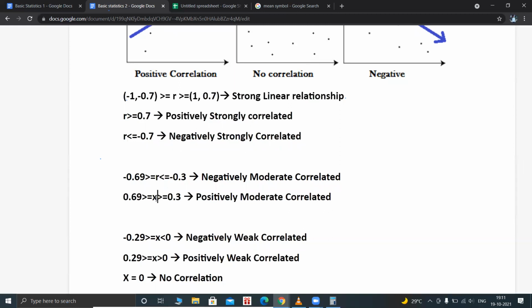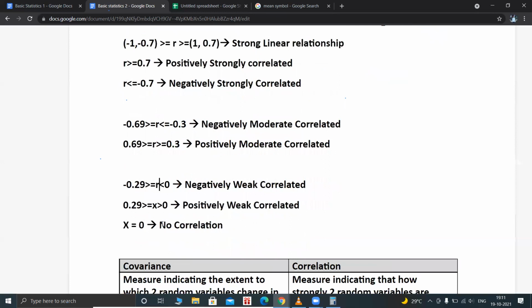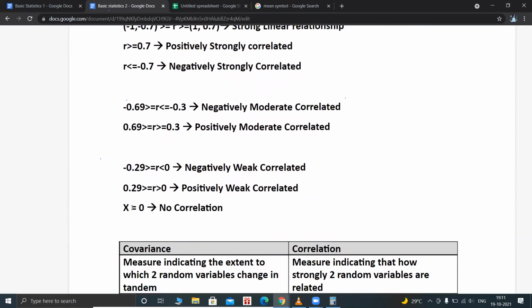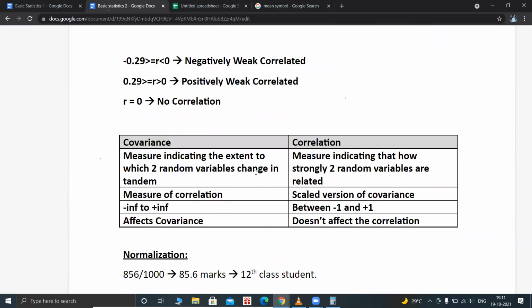Yes, it's clear. Just read it yourself and you will definitely understand. So if R is equal to 0, then there is no correlation at all, right? The difference from covariance is that covariance measures the indication and extent, whether it is positive or negative correlation. But correlation gives us an exact figure between the range of minus 1 to plus 1, right?